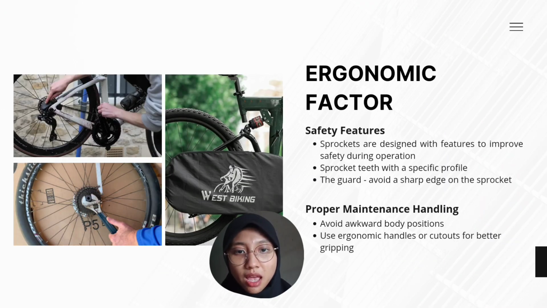Ergonomic factor. Ergonomics also encompasses safety considerations. Sprockets are designed with features to improve safety during operation. So on bikes, this specifically involves guards or sprocket teeth with a specific profile. It can minimize the pinch point where the finger of the user can get hurt, so they avoid the sharp edge on the sprocket. Then, proper maintenance handling.